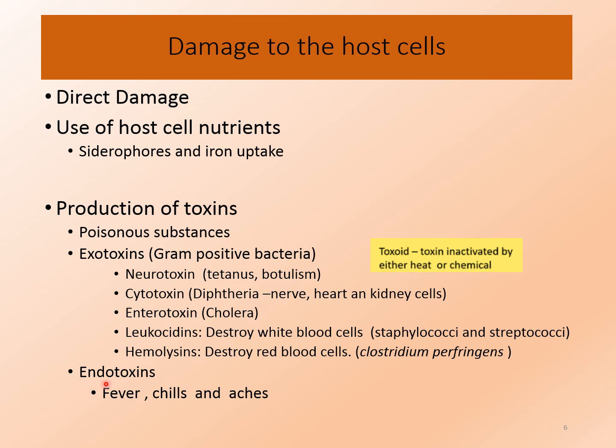Endotoxins are the lipid portion of LPS called lipid A. They are released when the cell dies and the cell wall undergoes lysis. They produce signs and symptoms such as fever, chills, and pain. These are not antigenic and do not induce an immune response. Examples of bacteria which release endotoxins are Salmonella typhi, Proteus, Pseudomonas species, etc.